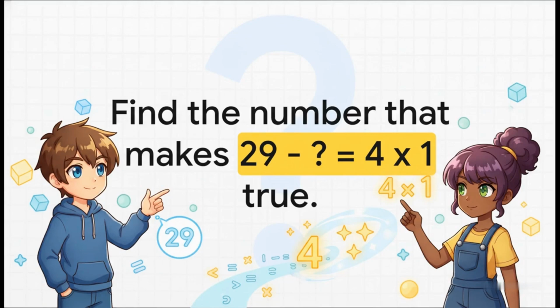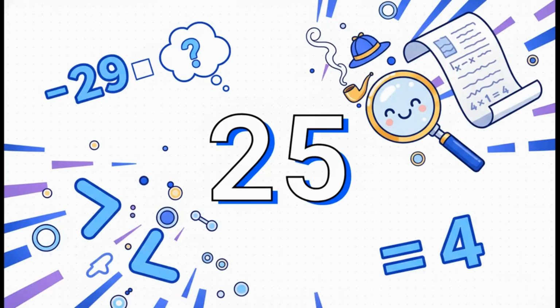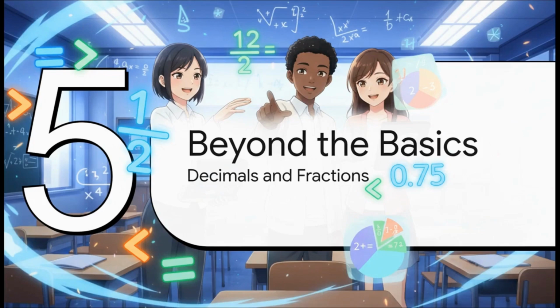We have 29 minus something equals 4 times 1. The first rule of detective work here: simplify what you already know. The right side of that equal sign is a huge clue. What's 4 times 1? And the mystery number is, drumroll please, 25! Here's how we did it. The right side, 4 times 1, is just 4. So the puzzle really says 29 minus what number gives you 4? Well, 29 minus 25 is 4. Case closed. You guys are crushing this with whole numbers.